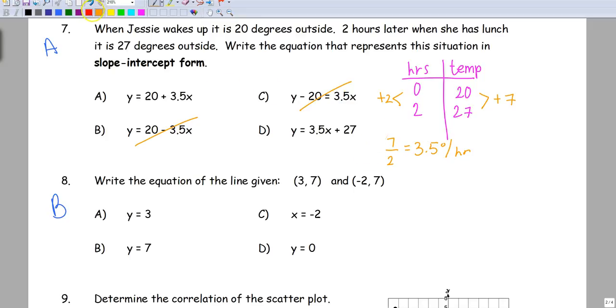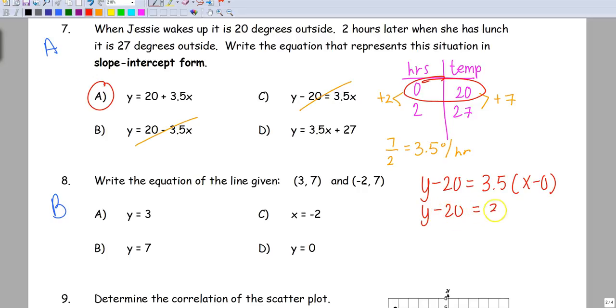You're welcome to do point-slope form if you'd like, or notice that you have a starting point of (0, 20), so that would give us A as our answer. Again, you're welcome to go ahead and do point slope with either point, it doesn't matter. If you do, you're still going to get the same thing, plus 20. Just notice the different order, but the 3.5 is still with the x.